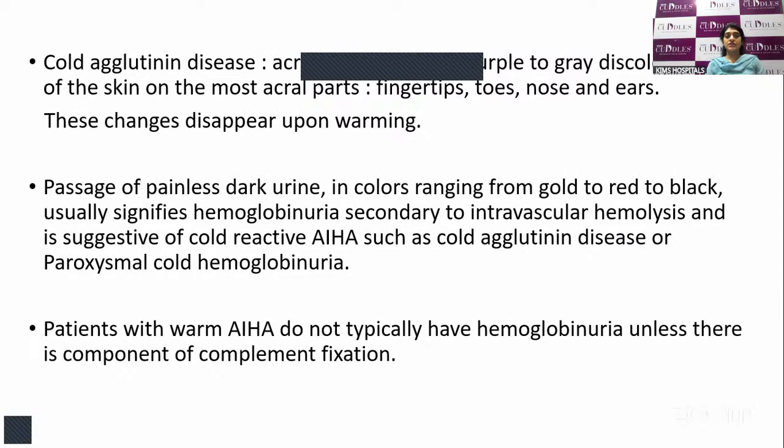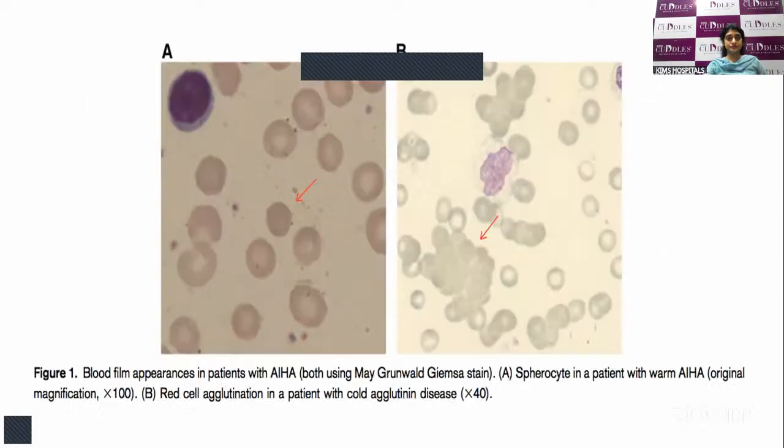Cold agglutinin disease presents with acrocyanosis. They have purple to gray discoloration of the skin on the most acral parts, that is the fingertips, toes, nose, and ears. These changes disappear upon warming. Passage of painless dark urine, in colors ranging from gold to red to black, usually signifies hemoglobinuria secondary to intravascular hemolysis, and is suggestive of cold reactive AIHA, such as cold agglutinin disease or PCH. Patients with warm AIHA do not typically have hemoglobinuria unless there is a component of complement fixation.